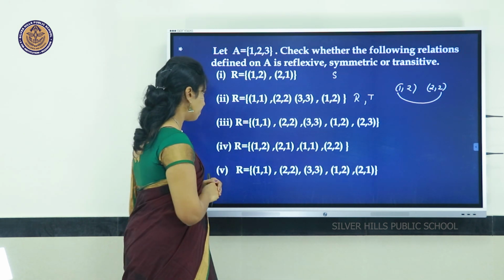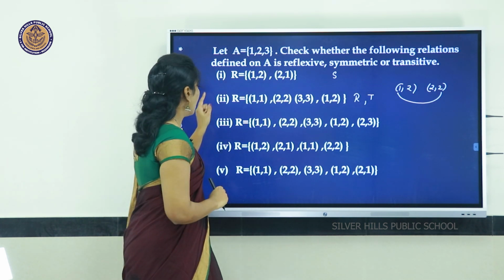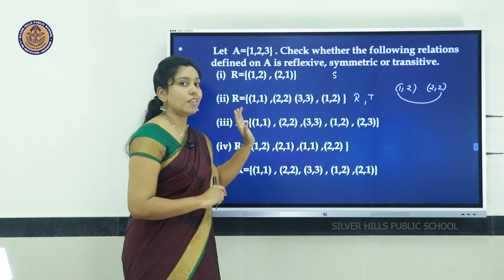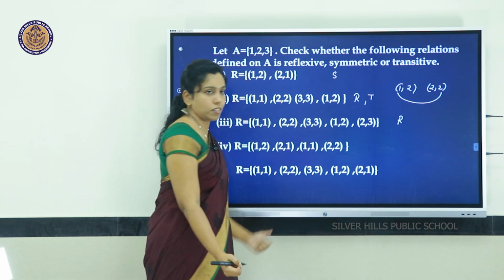Coming to the third one, we will check whether the given relation is reflexive. (1, 1), (2, 2), (3, 3), yes. So, it is reflexive. So, I will just write R. R shows it is reflexive.